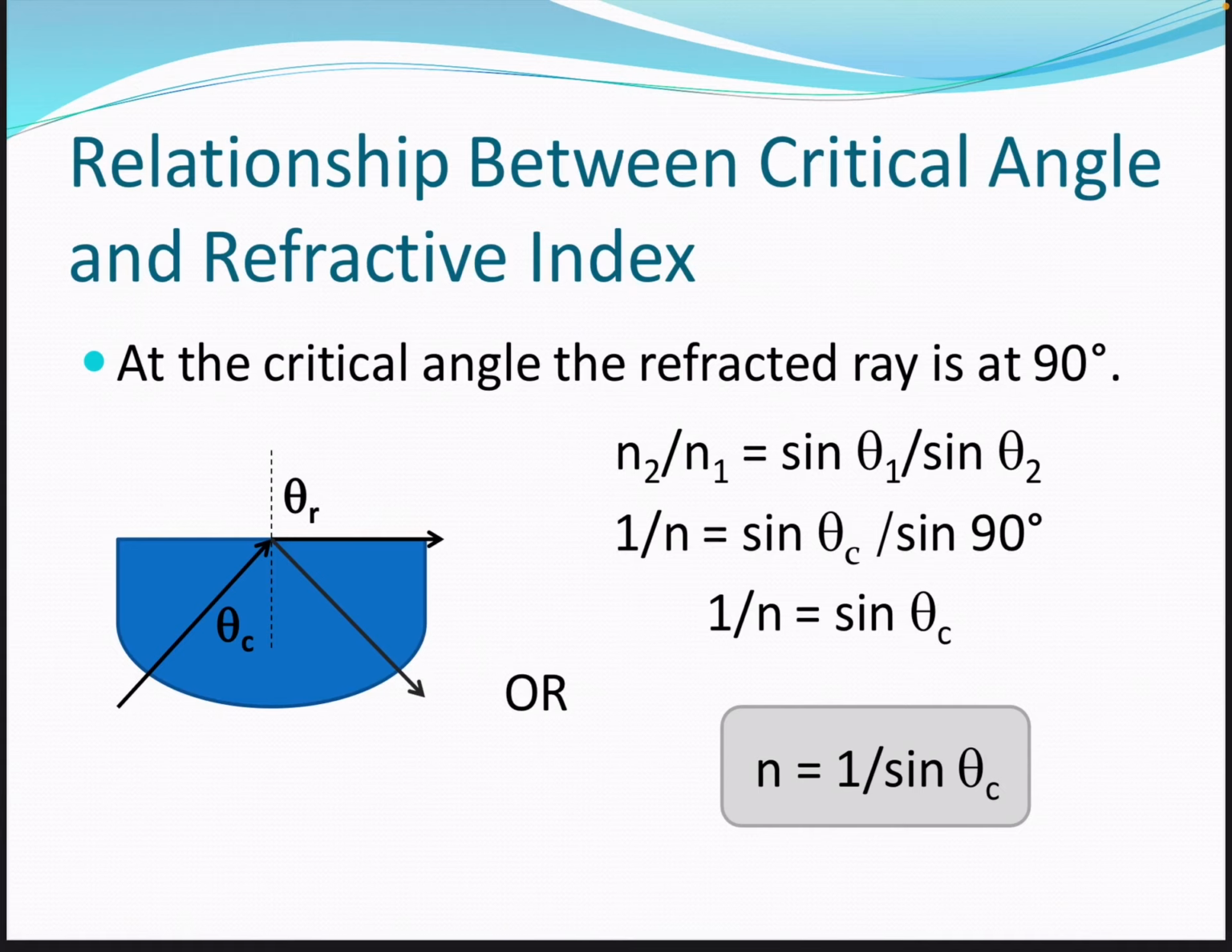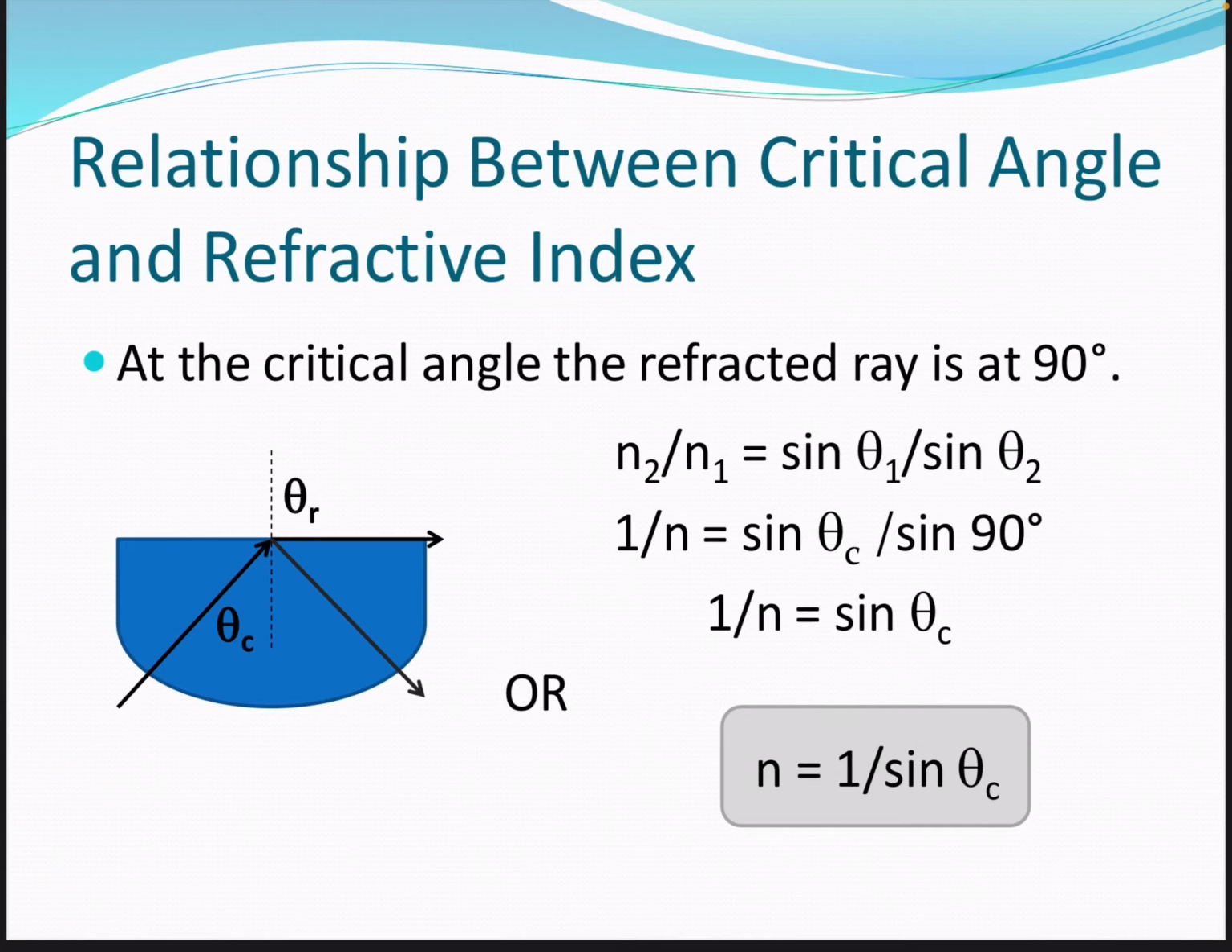So at the critical angle, your refracted ray is 90 degrees. That means that sine theta 2 is sine 90. In this case, what you've got to watch is that N2 is air, not N1, because you're looking at the ray already inside the block and what happens when it comes out of the block. So at this point, N2 is the one that is 1, because that's air, and N1 is the refractive index inside the block.